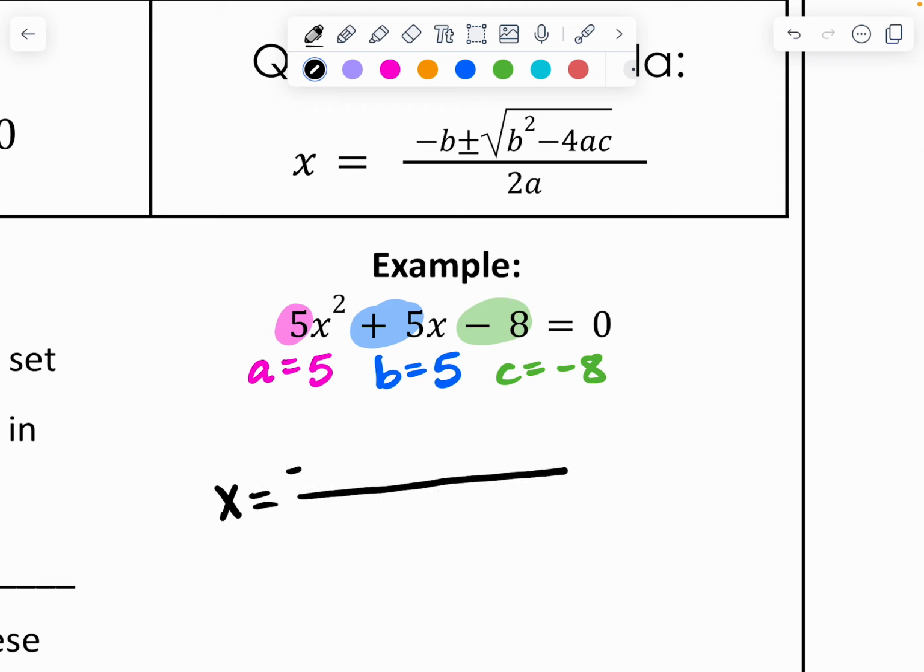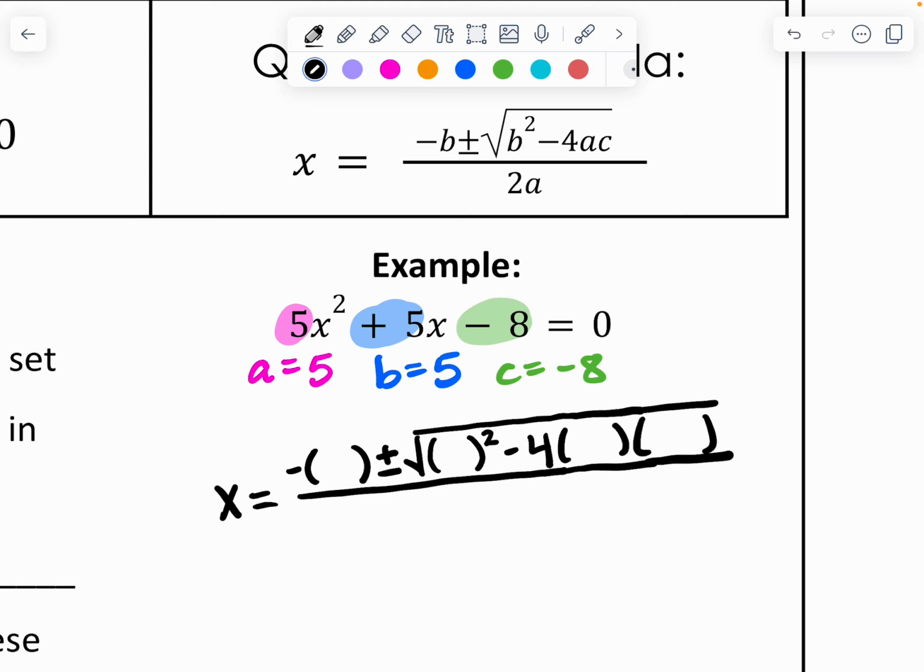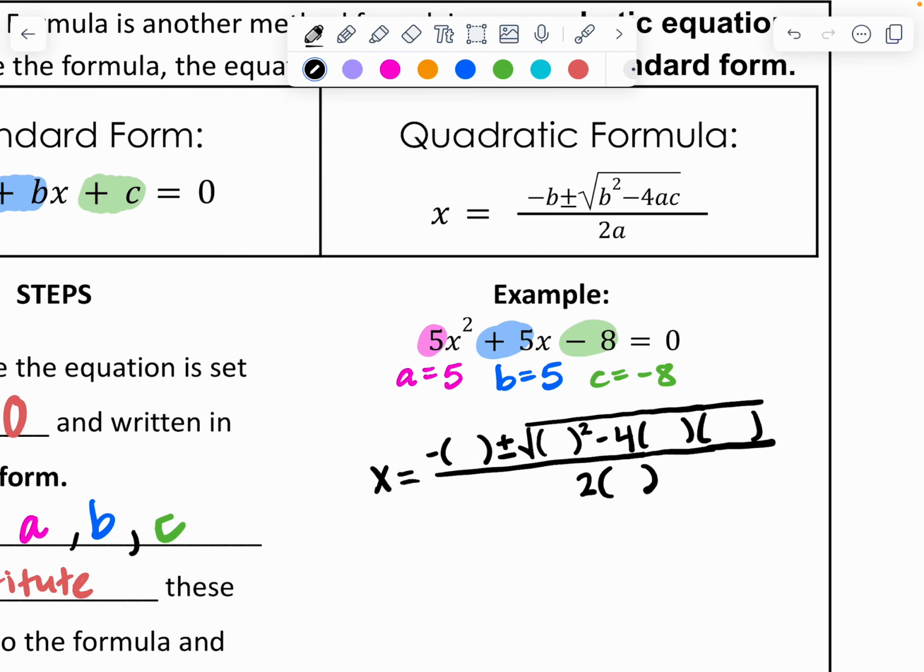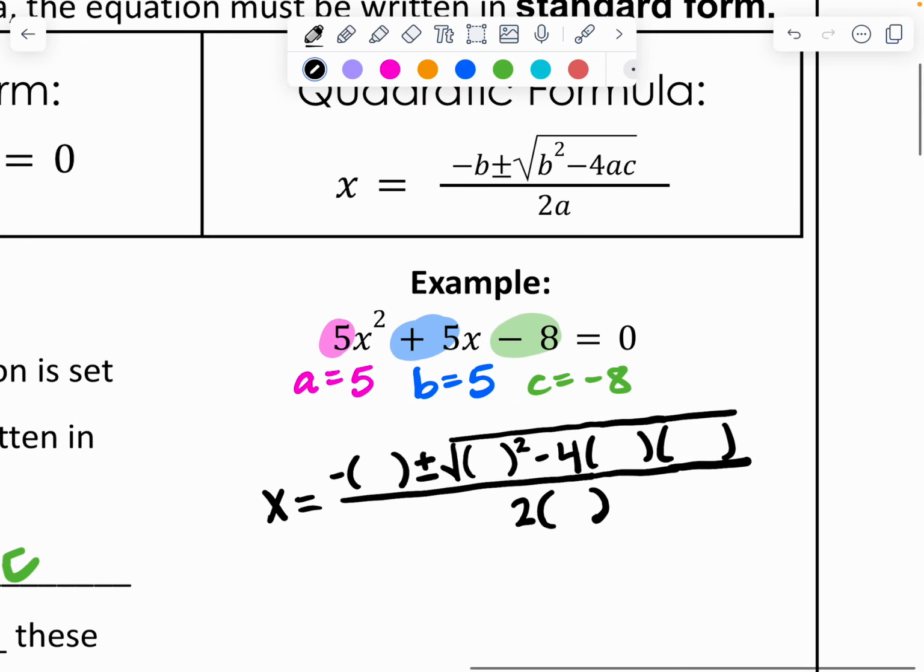Okay, so I have a negative, and instead of B, I'm going to write parentheses. Remember what this symbol means, plus or minus. The square root of, there's a B there, so I'm going to make parentheses, squared minus 4. And then there's A and C, so 2 sets of parentheses. And in the denominator, 2 and a set of parentheses. So all I did was copy this formula, and instead of the letters, I'm going to put parentheses.